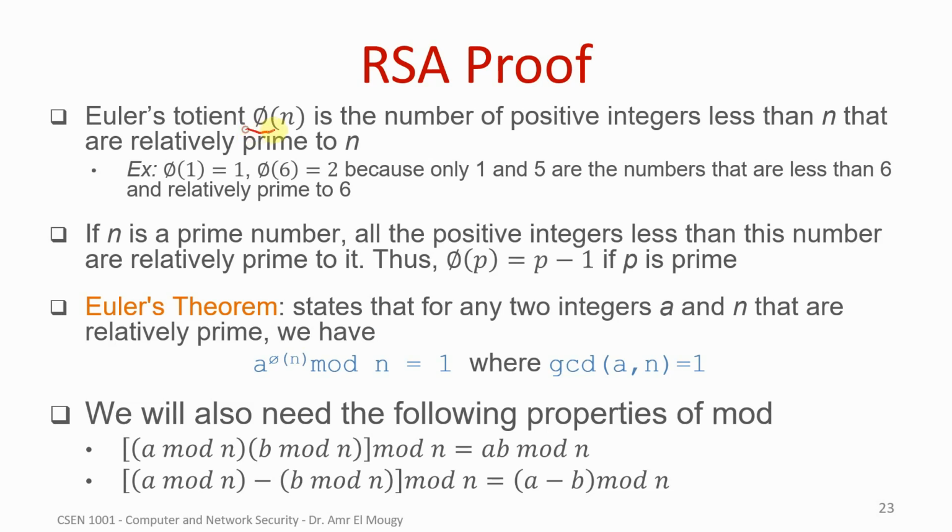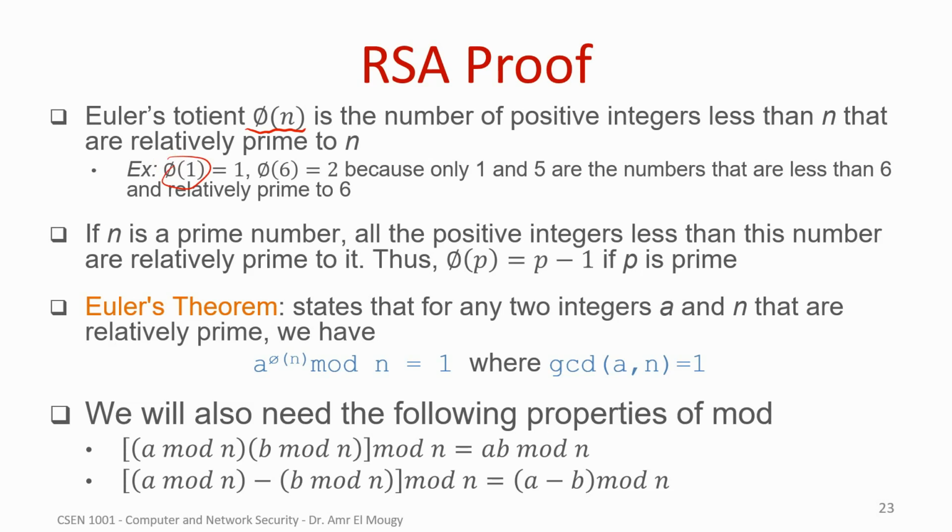The Euler totient phi n, which we saw in the key generation of RSA, is basically the number of positive integers less than n that are relatively prime to n. It means it's the number of numbers less than n where the greatest common divisor between any of these numbers and n is equal to 1. Obviously phi of 1 is equal to 1 because there is only one number that is relatively prime to n, which is 1 itself.